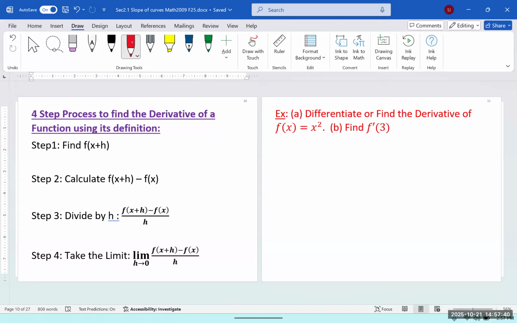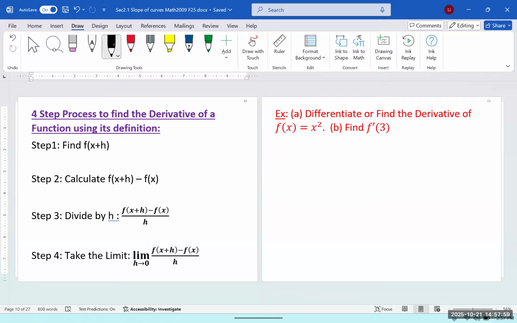The derivative has another fancy word, differentiate. You'll see they all say differentiate. It means find the derivative. So differentiate, find the derivative, find the slope of the curve, or find the slope of the tangent line. They all mean the same thing. So we are going to use the definition here.